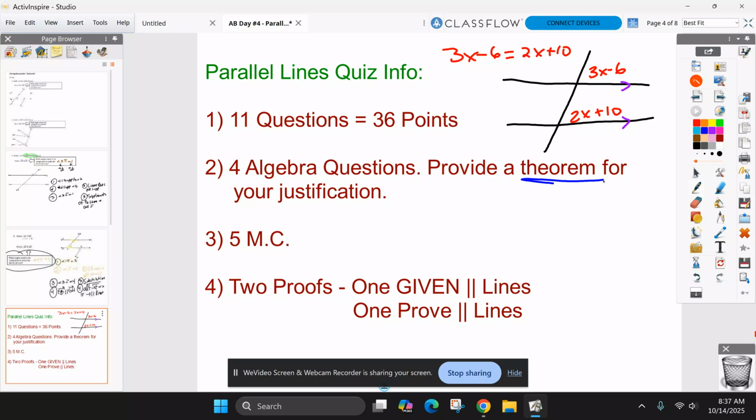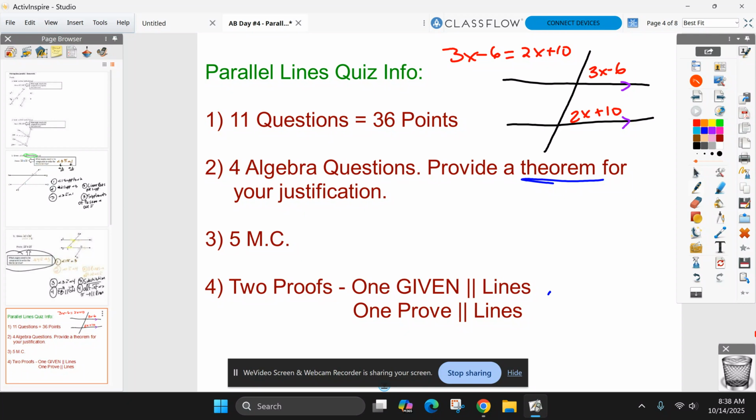5 multiple choice, MC stands for multiple choice. And there's going to be 2 proofs. One where I give you parallel lines, prove a pair of angles are congruent, and ones we just went over on homework. And we're going to do both kinds together today before I let you go on your own. If you add these up, there's only, let's see, 9, 10, 11. There they are. All right, so that's tomorrow's quiz. 4 algebra, 5 multiple choice, and 2 proofs at the end.